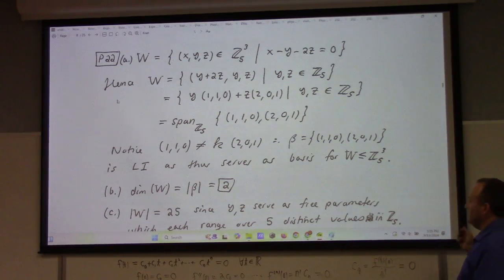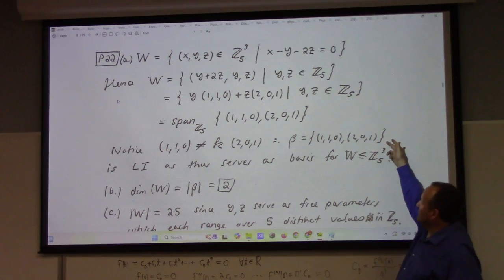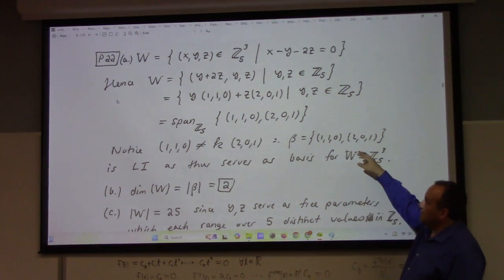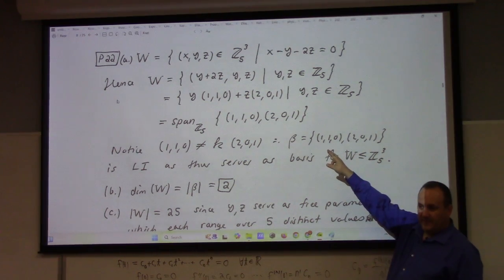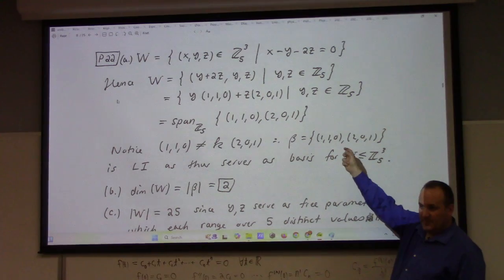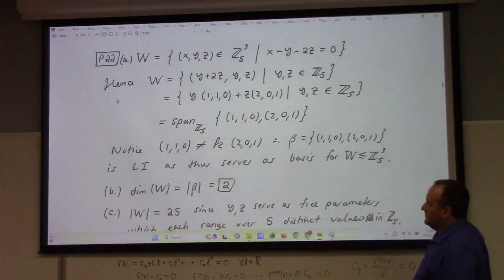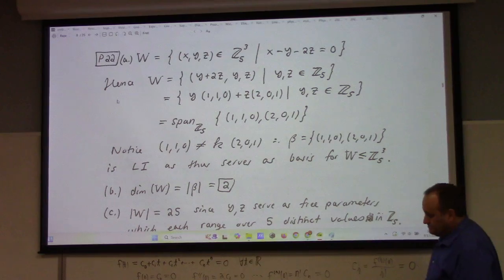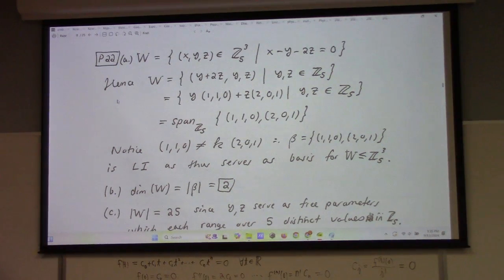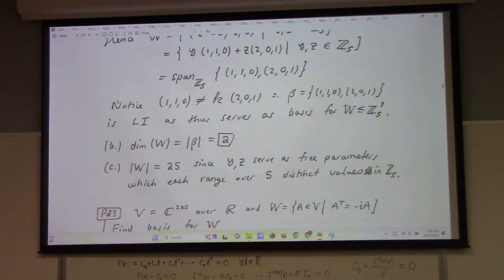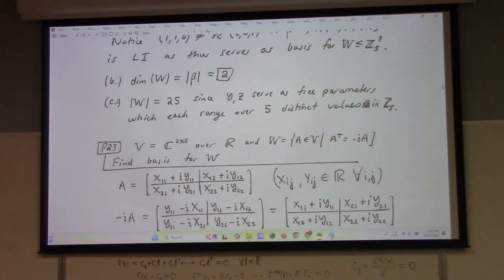Anyway, this is dimension 2, but the cardinality actually is 25, because you can choose 5 different multiples of each one of those, and they're independent. That gives you 25 total things. Anyway, any questions before I just meander on through here?